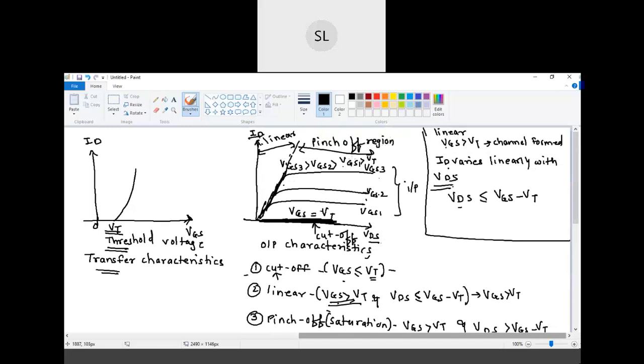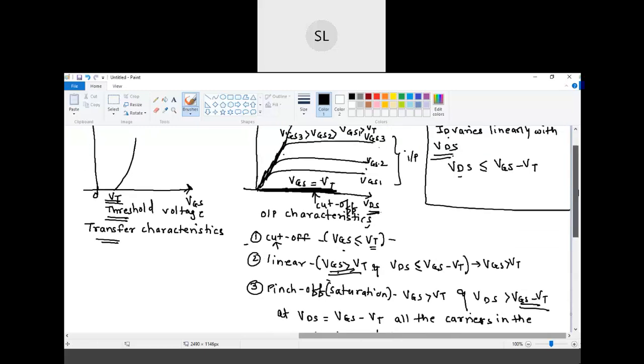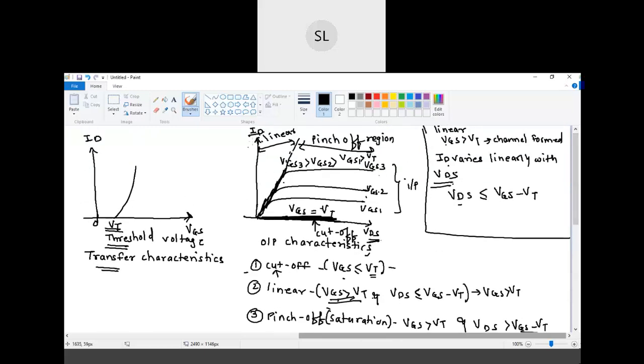See, the minimum voltage required to start the conduction is that VGS has to be greater than VT. This drain current will vary as you go on increasing this VDS, but there is a limitation: till how much point will this ID linearly increase with respect to this VDS? What is the condition? ID will increase linearly with increase in VDS till VDS is less than or equal to VGS minus VT.